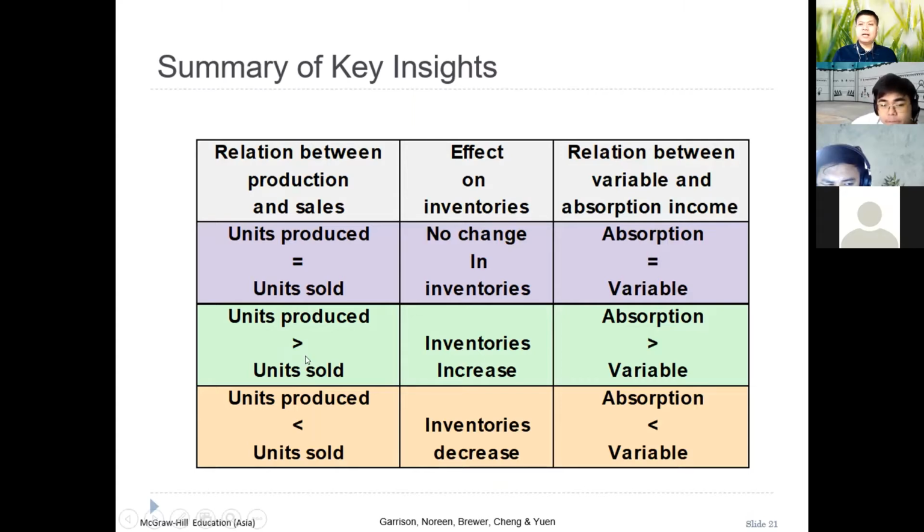Like in our first example, ilan ba yung pinroduce niya? 25,000, nagbenta siya ng 20,000. So may natitirang 5,000. And in terms of net income, absorption net income will be greater than variable net income. Another scenario is when units produced is less than units sold. Like in the last example, you just produced 25,000 but you sold 30,000. Inventories will decrease. And absorption net income will be less than variable net income.